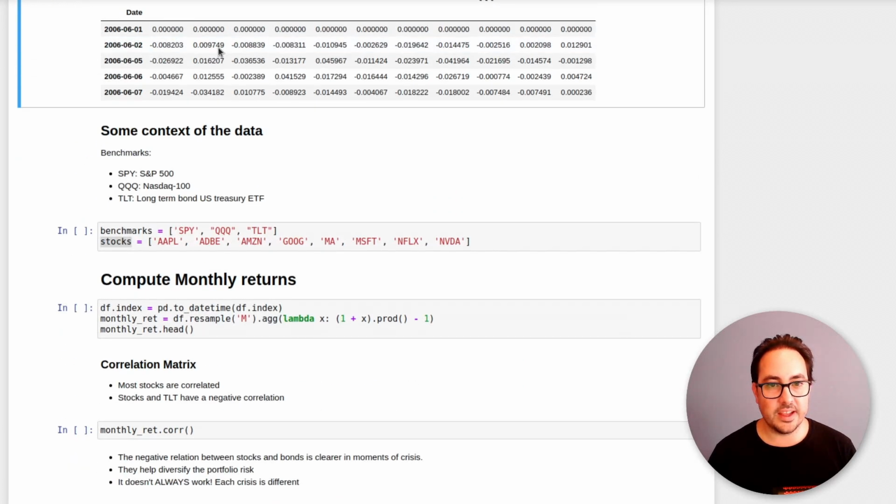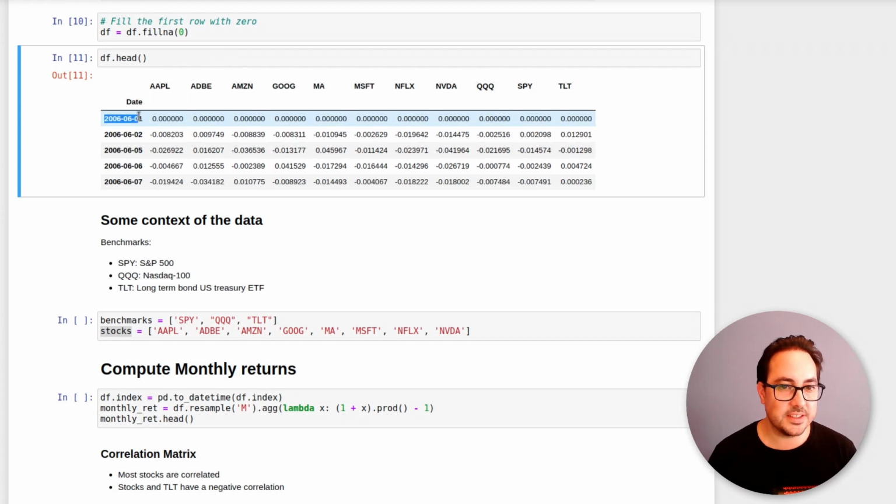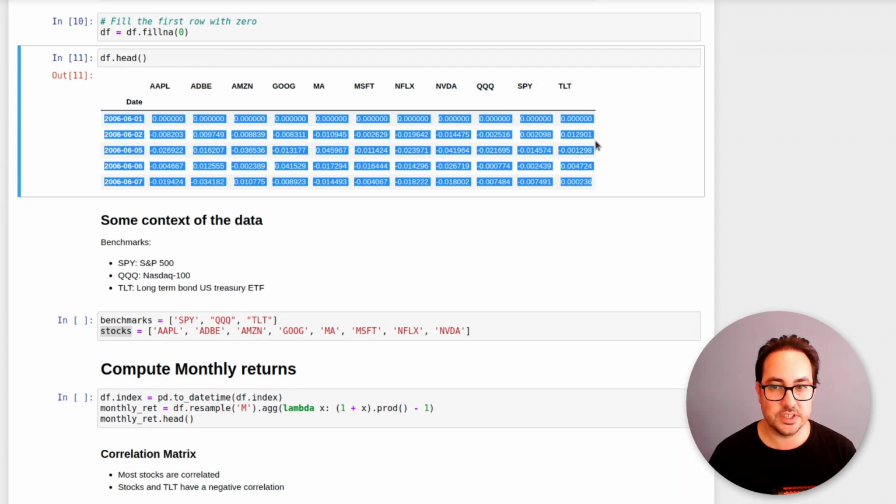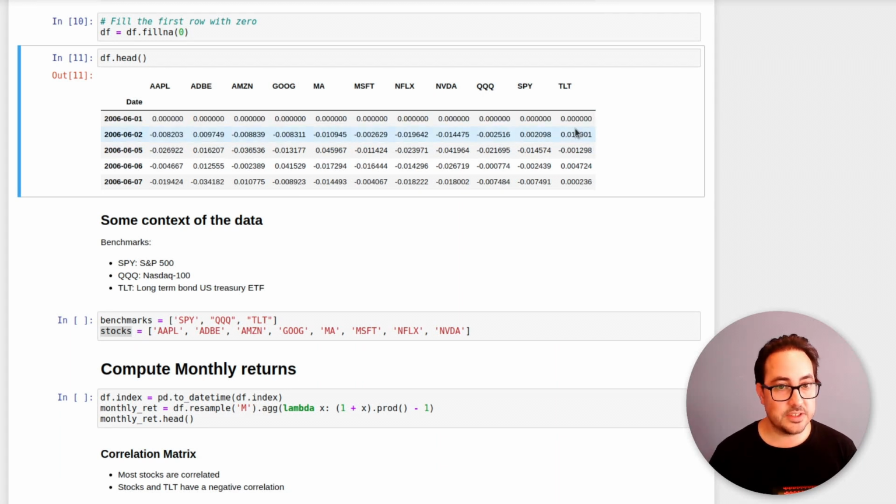So basically this is daily data, right? We have one observation for each date, but as we saw in the previous video, daily data is very noisy, so it's easier to work with monthly data.